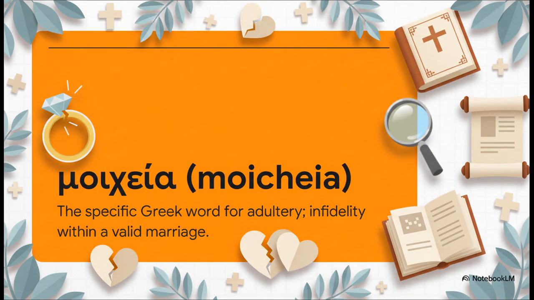And why does that matter so much? Because the Greek language does have a very specific, very precise word just for adultery. That word is moicheia. It means one thing and one thing only: infidelity by a spouse inside a valid marriage.